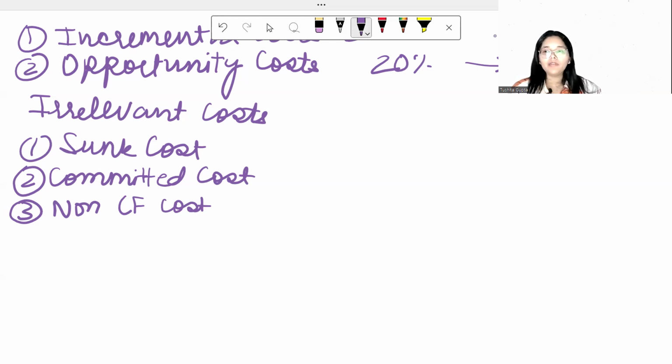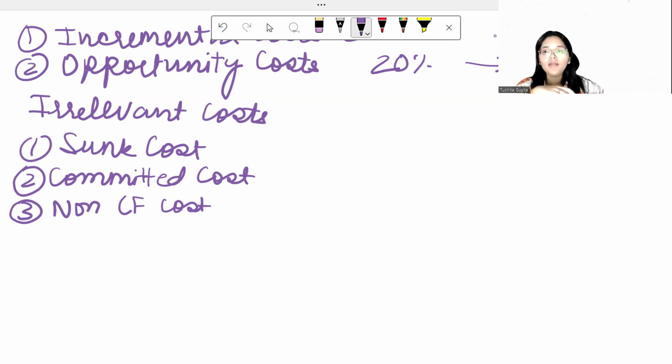Secondly, we have committed cost. Committed cost is any cost which you have promised to pay today. Although the cost is going to be in the future, you have promised to pay that cost today. So basically, today I've made you a promise that after 2 years, I'm going to give you 100 rupees. So this is a committed cost. I have committed to pay you this much money in the future. This is what committed cost stands for. Even if you take a project or you do not take that project, this is something which you have committed, which you will have to fulfill. Hence, this becomes an irrelevant cost.